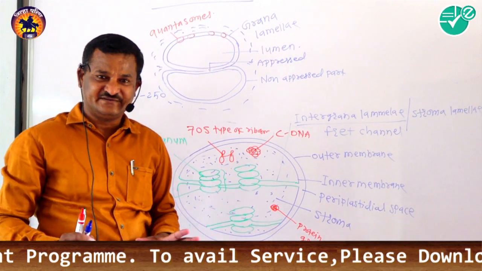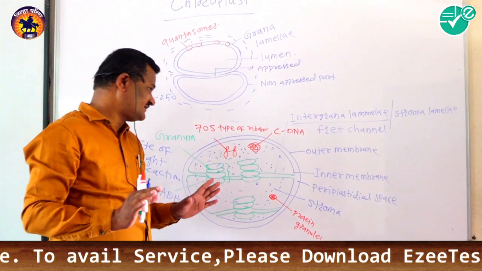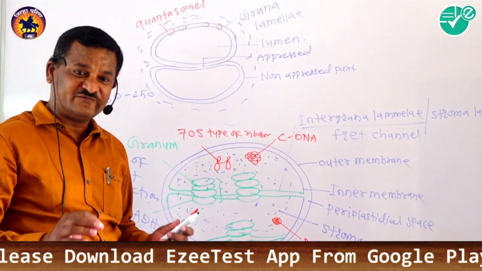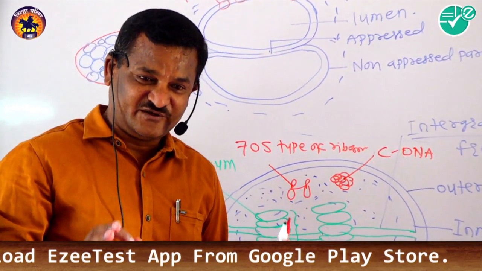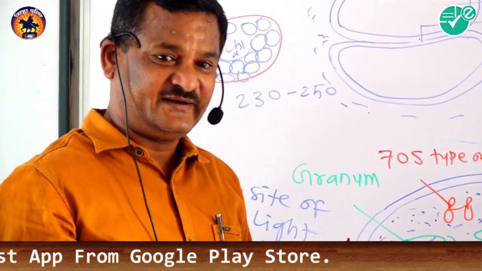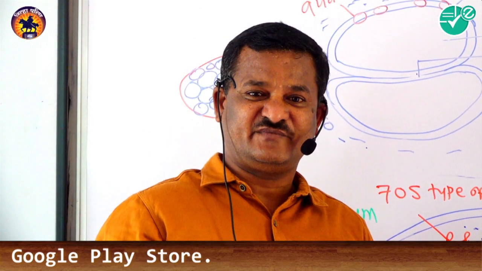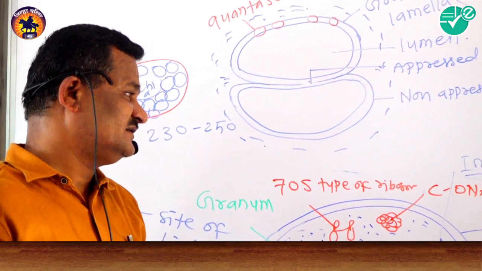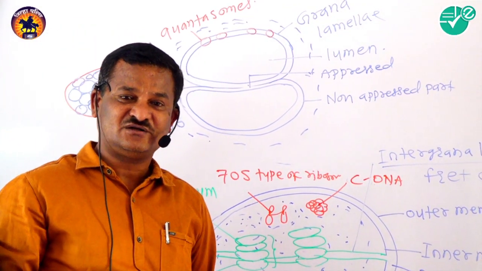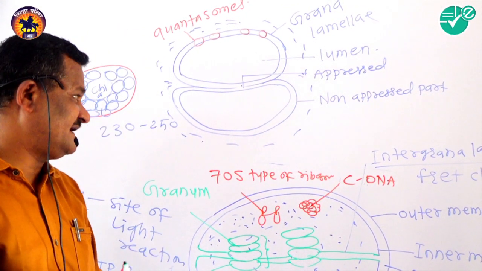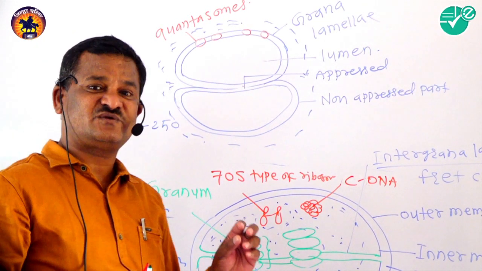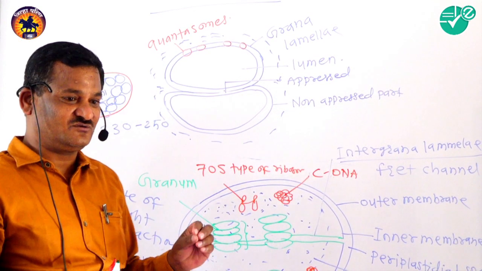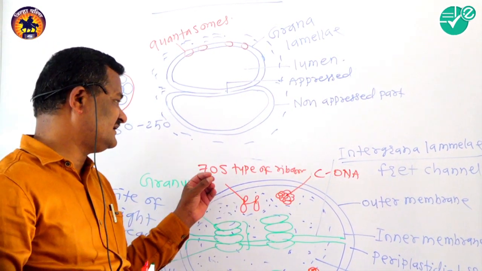Stroma contains DNA, RNA and various types of enzymes. Enzymes are required for the formation of carbohydrates and proteins. Rubisco is the main enzyme present in the stroma part of the chloroplast. Then in the stroma, the DNA is small, circular and double-stranded. That DNA is called plastidome. Then the ribosomes present in the chloroplast are 70S type.